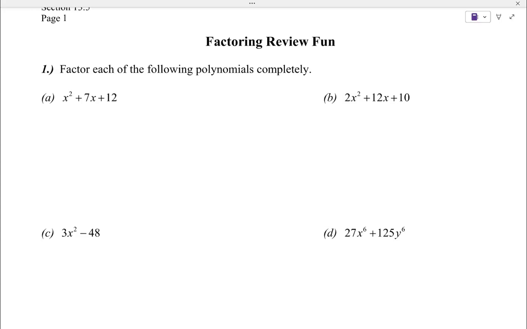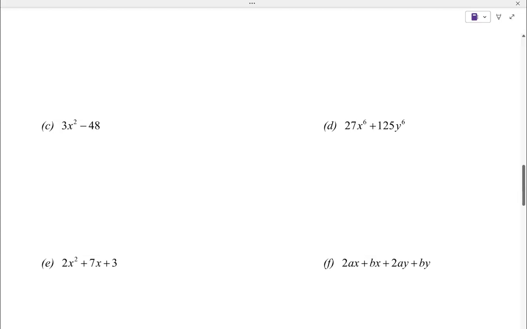What would you use for the first one? AC is fine, right? The trinomial. There is no GCF to factor out. For the second one, what would you do first? GCF and then AC. Yep, good. Third one, we would factor out a 3 and then do, yeah, there's a difference of squares, right? Because of that x squared. Over here, it's cubes, right? Sum of cubes, because you see that 27 and that 125. E you would use AC again. F you would use grouping, right?